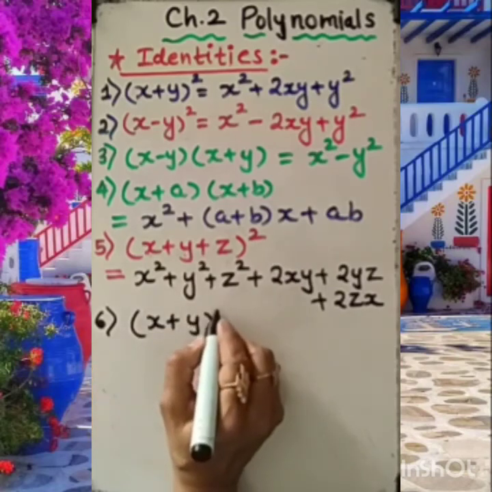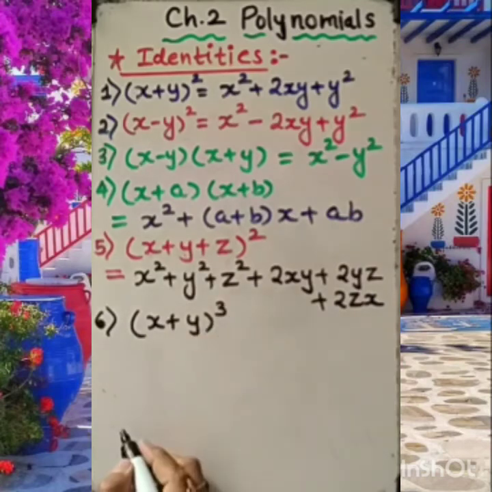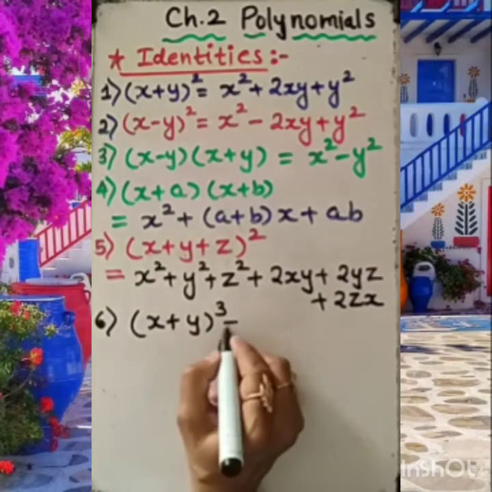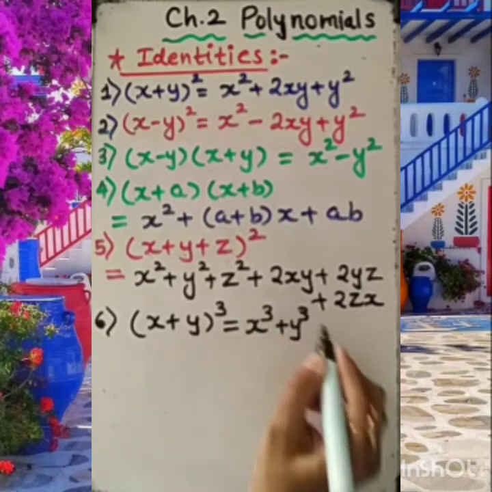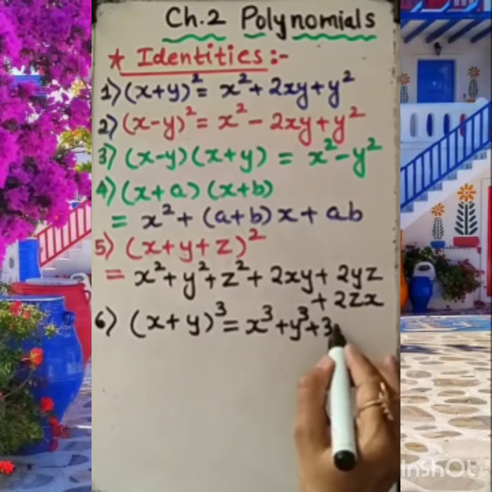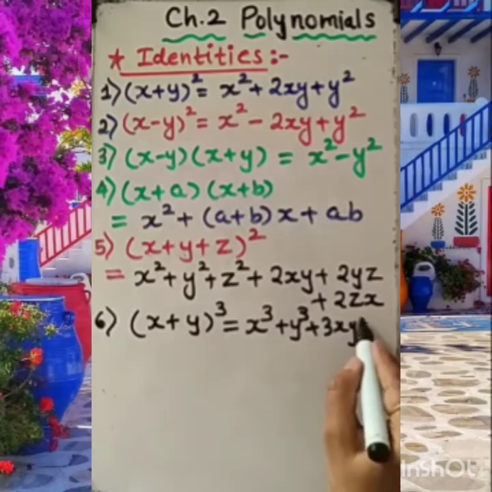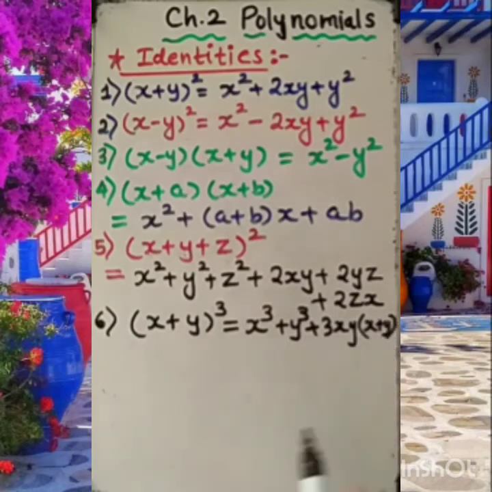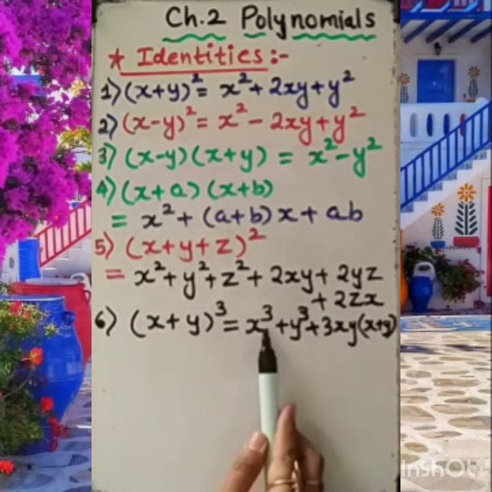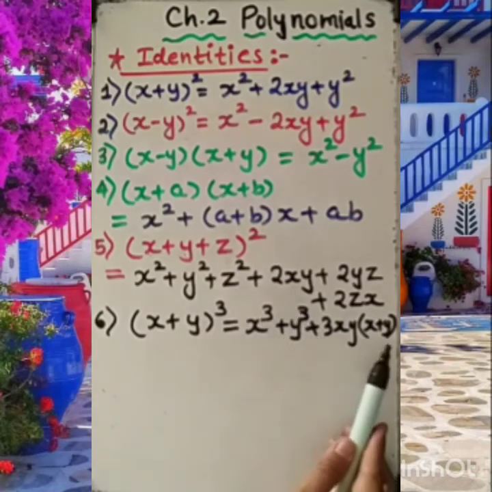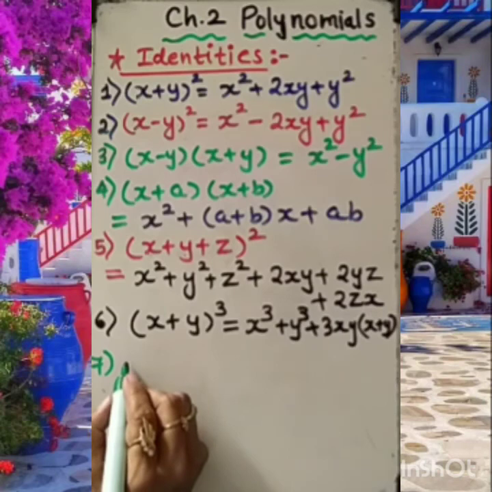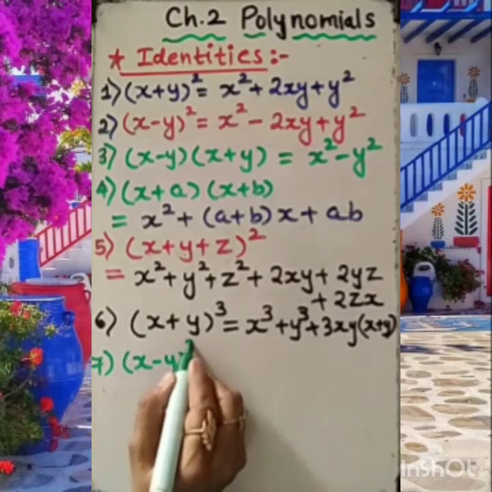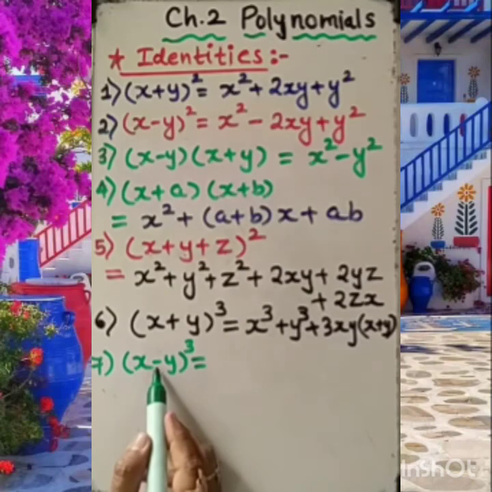One more is there, (x plus y) cube. This is called the cube identity. (x plus y) whole cube, what is it? It is x cube plus y cube plus 3xy in bracket (x plus y). This is the identity: (x plus y) whole cube equals x cube plus y cube plus 3xy(x plus y). Fine. One more, that is for the minus. That also we need to mention, (x minus y) whole cube. Here in place of plus, here it is minus.